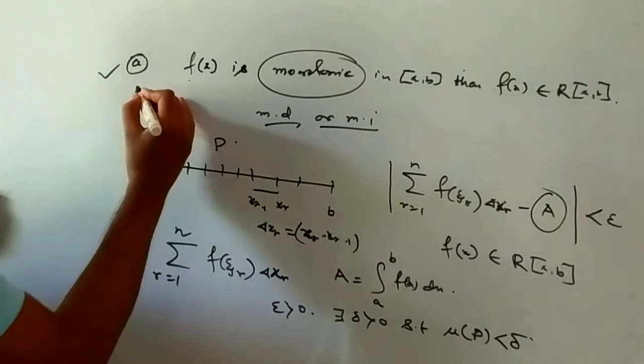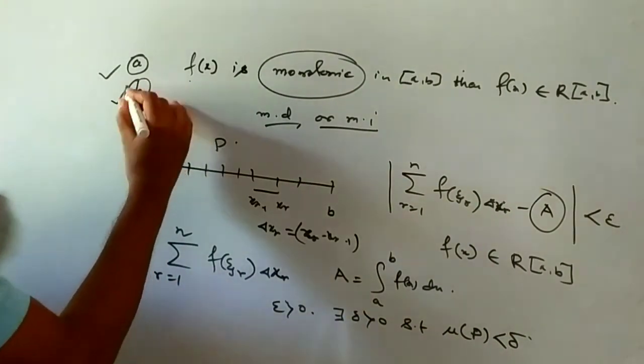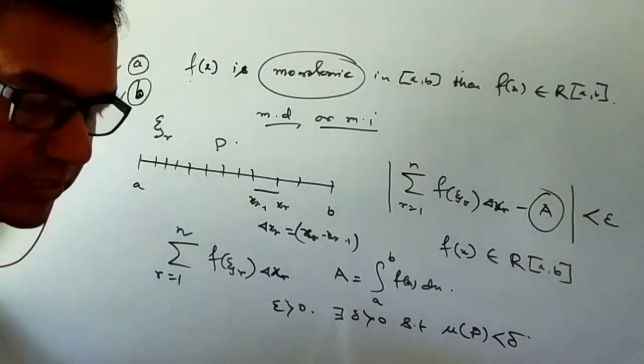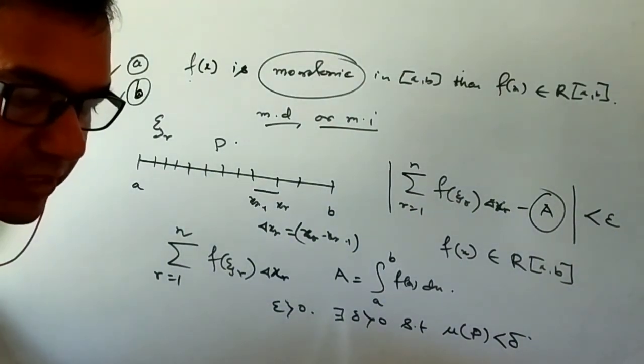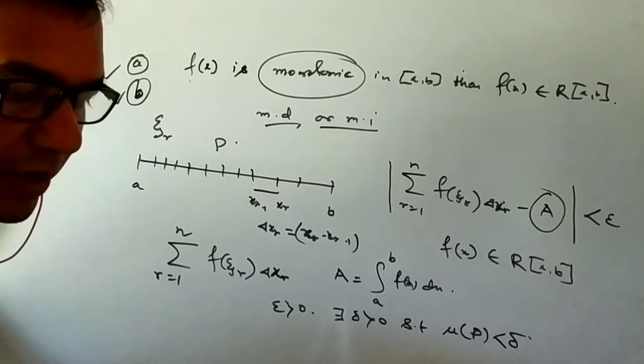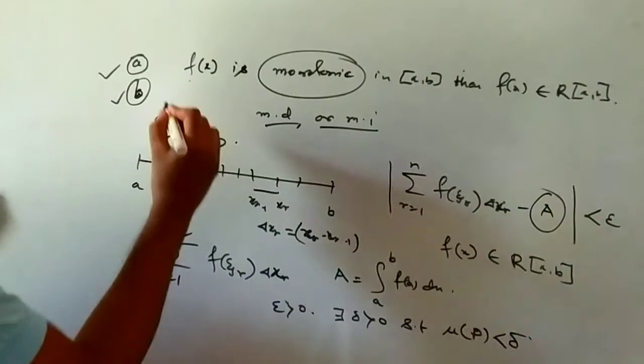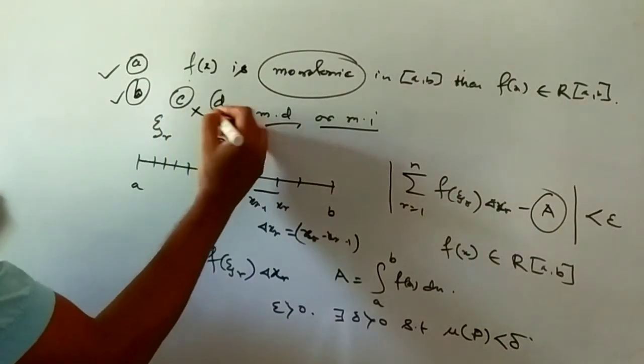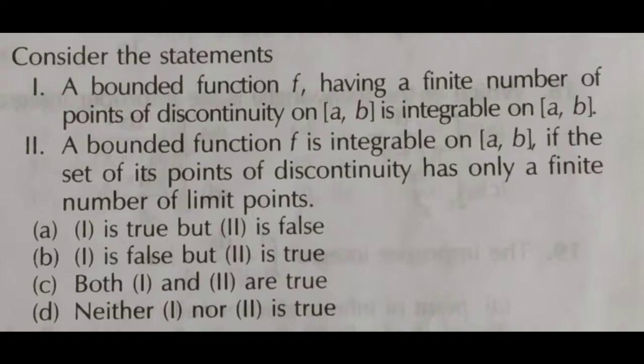So option A and option B are correct, and option C is exactly one of A and B, and option D is none of the above. So C is not correct and D is also not correct.